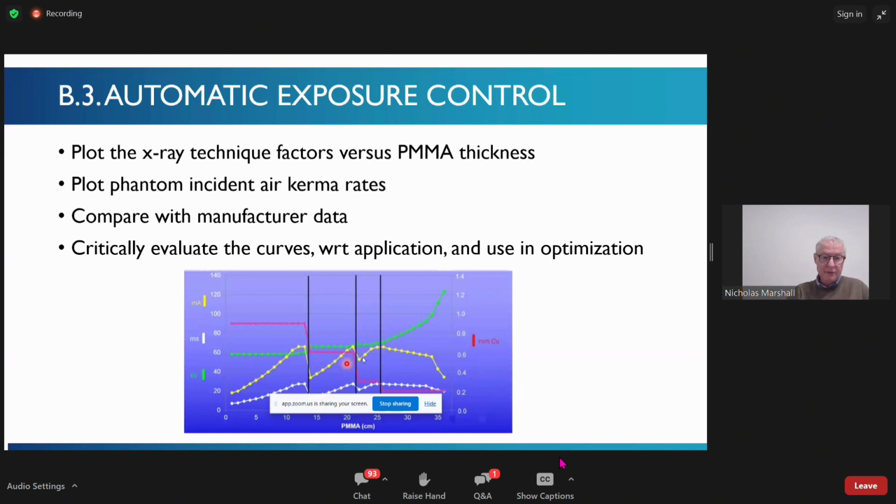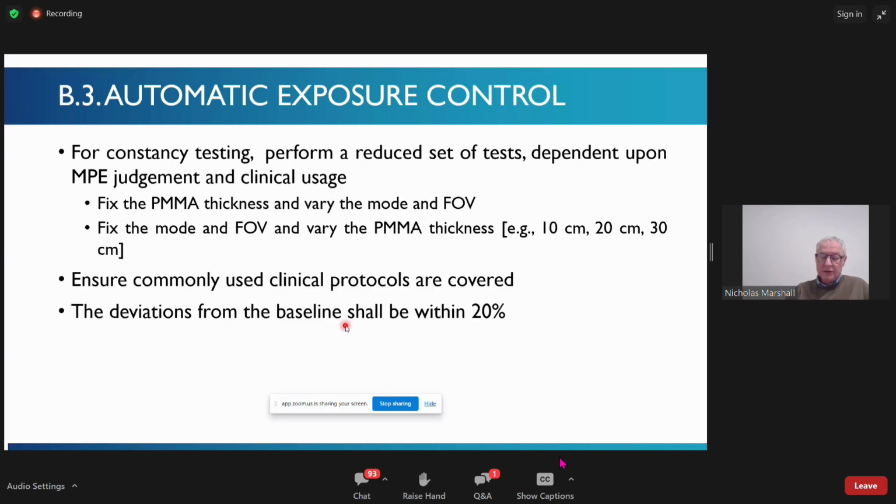but very useful. You also do the commissioning test. You measure the incident air kerma rates as well, and this should be done for fluoroscopy and for acquisition modes as well. And then after commissioning, you do some extra measurements where, for example, you might fix the PMMA thickness and vary the mode and the field of view, and then fix the mode, vary the field of view, and vary the PMMA thickness.